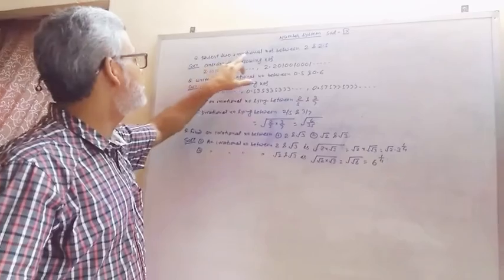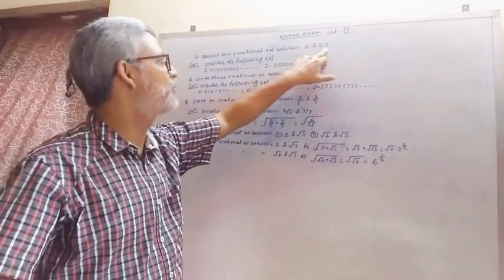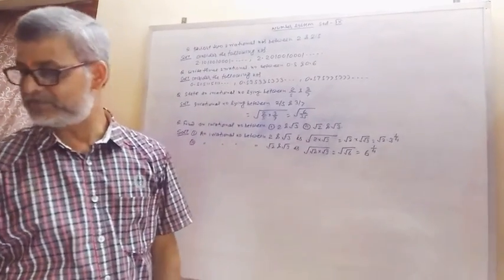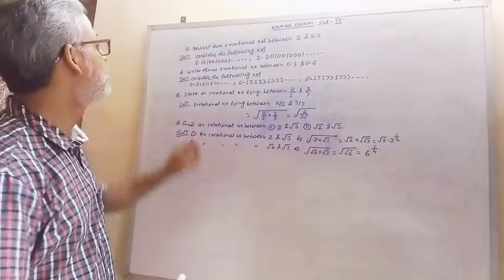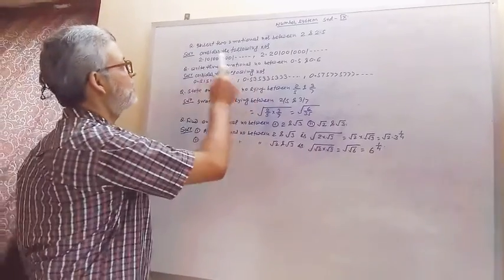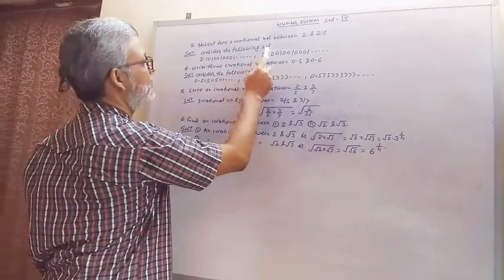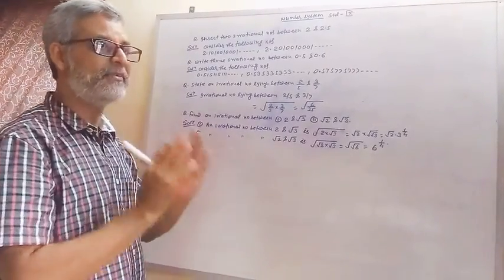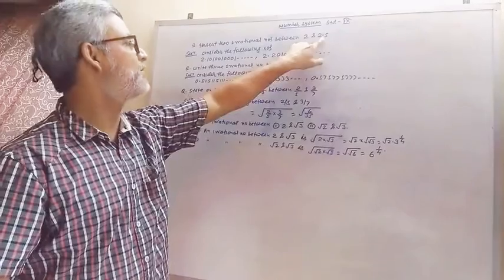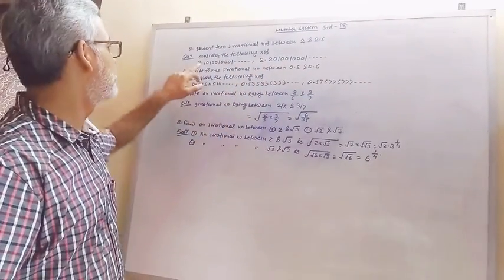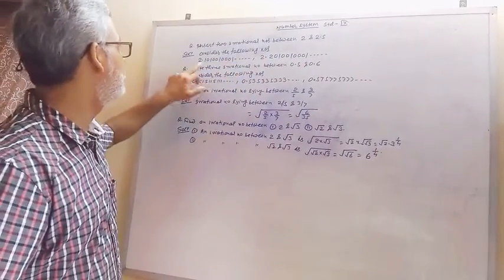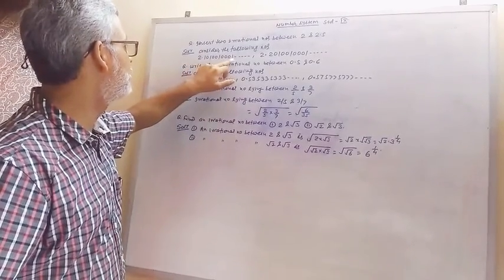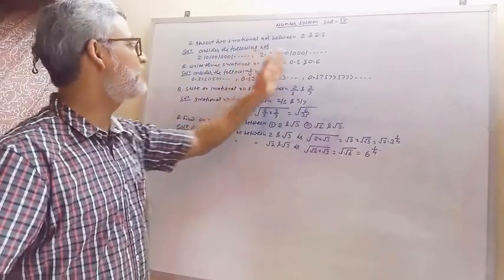Here it is given: insert two irrational numbers between 2 and 2.5. There is no formula, nothing, just imagination. Between 2 and 2.5, what is an irrational number? Now consider the following numbers: 2.10100100010 and so on. In that way we can write it down.